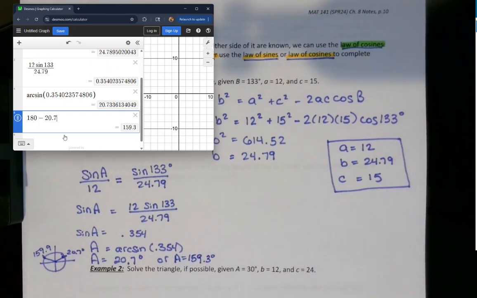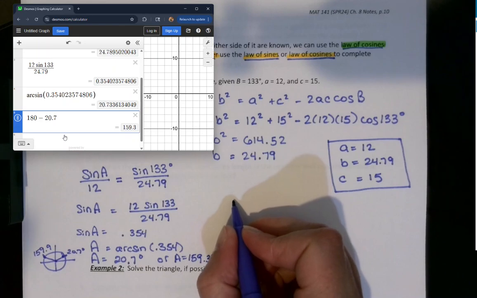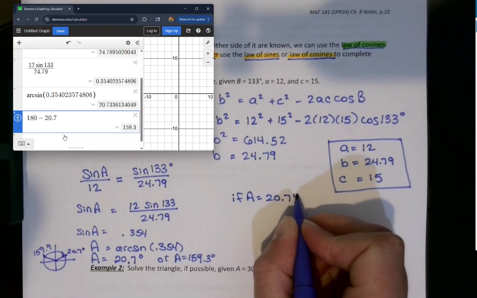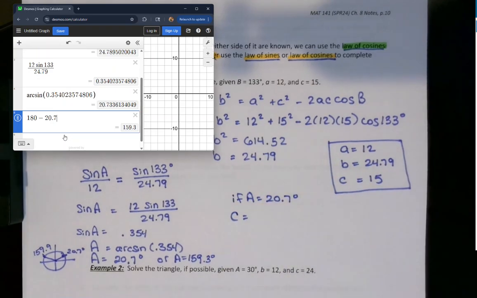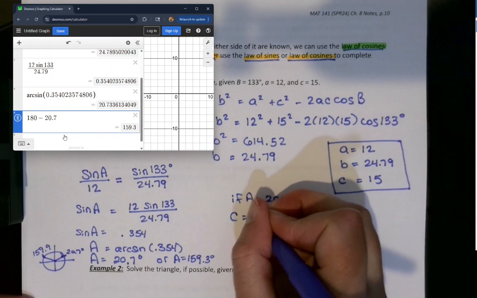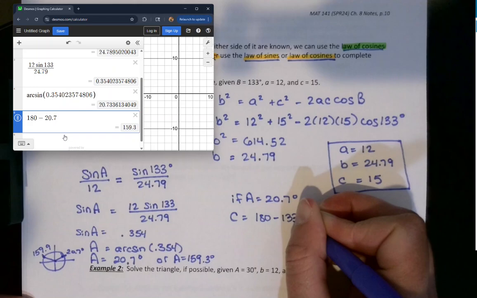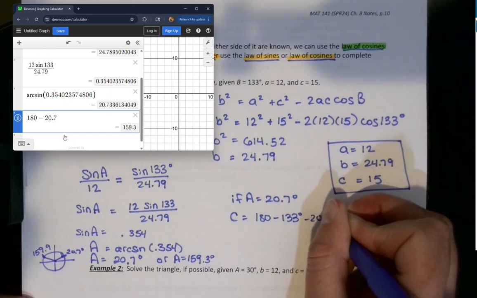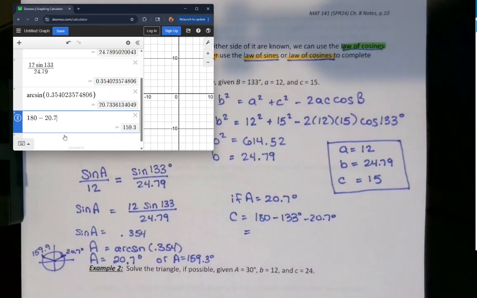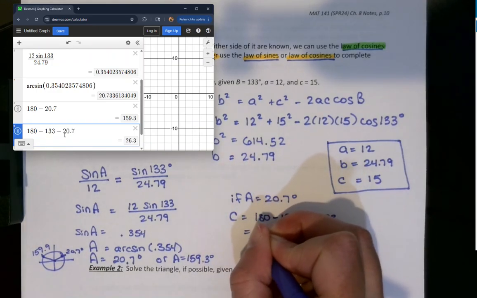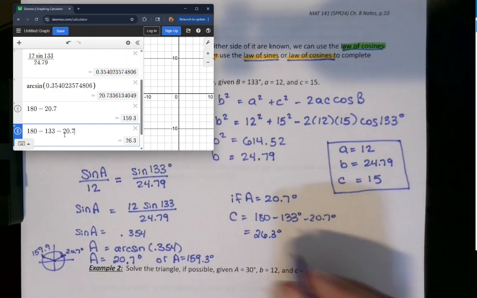Okay, so let's go ahead and find angle C. So if A equals 20.7 degrees, then angle C, we're going to subtract from 180. So we've got 180 minus B, which is 133 degrees, minus the 20.7 degrees, gives us a measurement of 26.3 degrees.